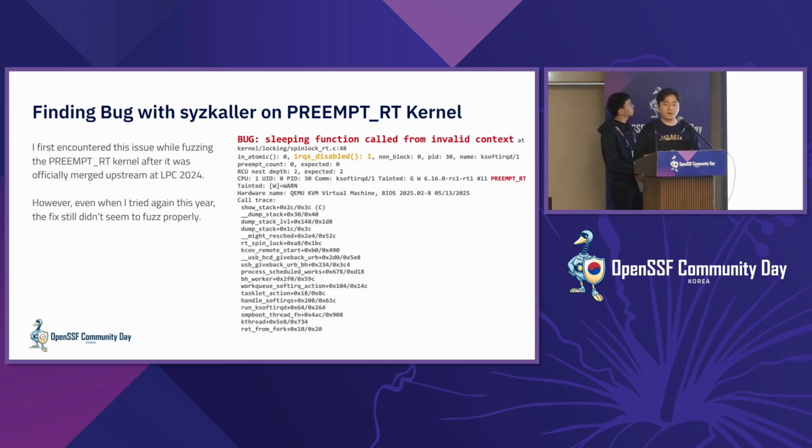While fuzzing the PREEMPT_RT kernel after each upstream merge at last year's LPC 2024, I hit a "sleeping function called from invalid context" bug. Even this year, the same issue reappeared. So I'm actively showing that some paths still misuse sleeping locks in IRQ-disabled context. As you can see, this call stack is the same as last year.